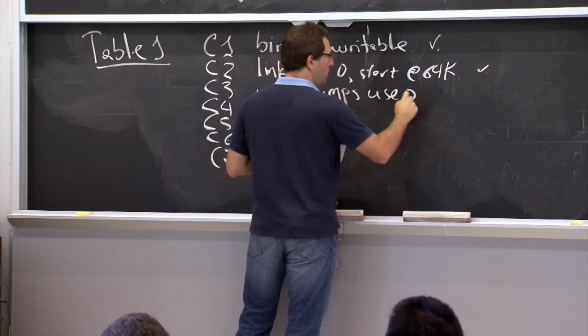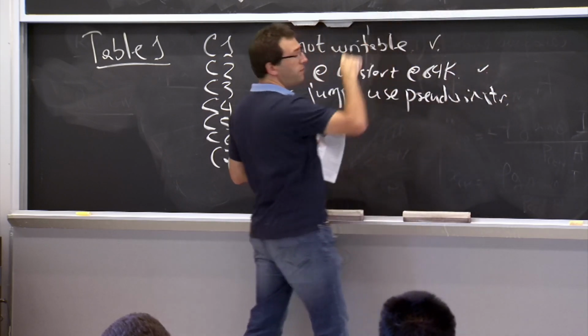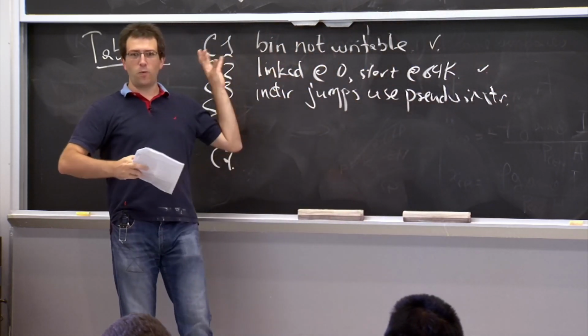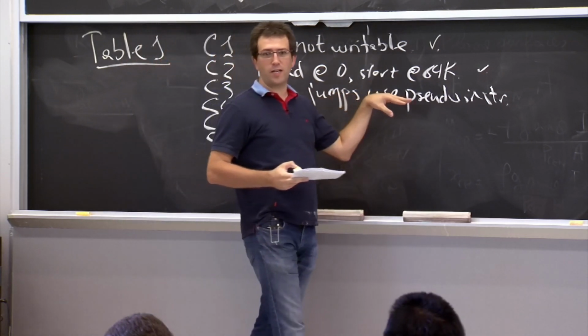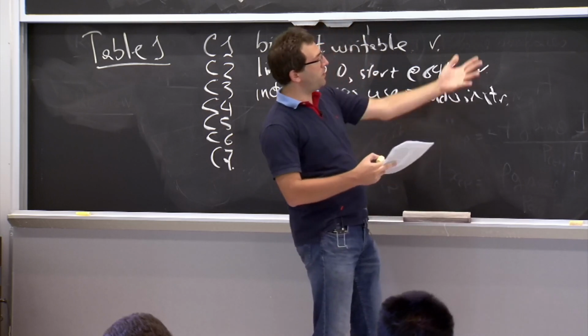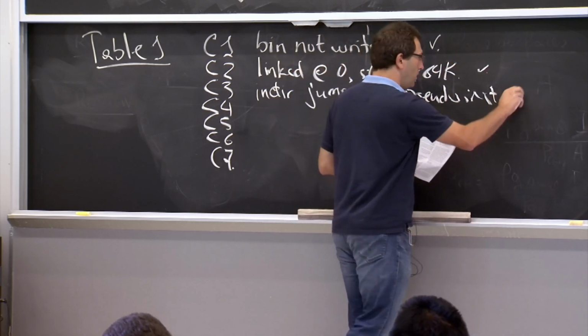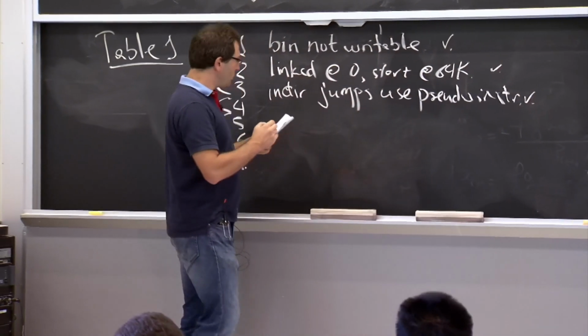All right, so the third requirement is that their indirect jumps use the pseudo instruction. The pseudo instruction is this thing above. We just talked about why it needs to ensure this, so that you don't jump to the middle of some instruction or somehow invoke a syscall, et cetera. Make sense? All right.